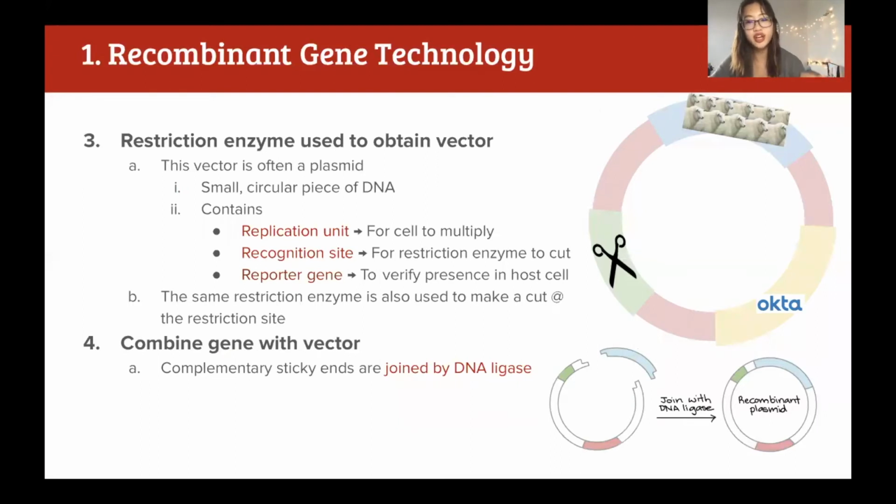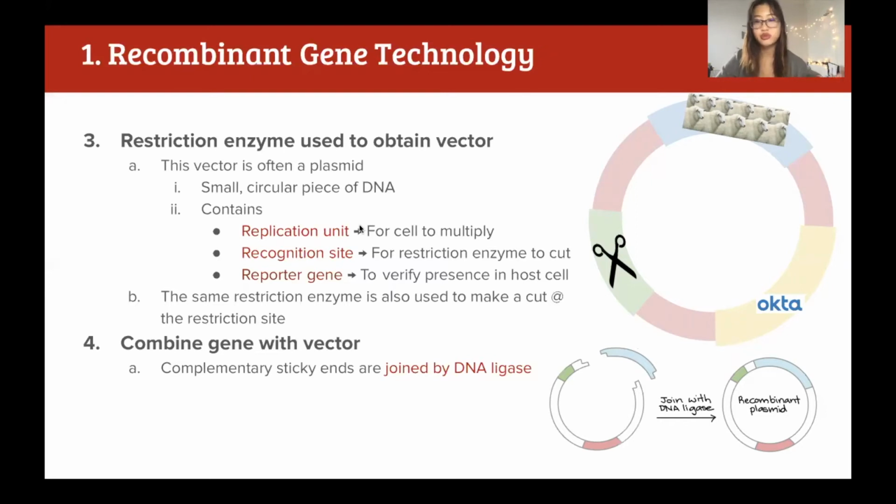Okay, so now once we have our gene of interest sorted, this is when we need to obtain our vector. Your vector is going to function as the vehicle that you use to take your gene and put it into a host cell, and then allow the gene of interest to be multiplied by the host cell. Okay, so the vectors that are usually chosen are plasmids, and these plasmids are small circular pieces of DNA. They're usually found in bacteria, and they contain 3 important things that we need for this process. So they contain a replication site. That means it codes for the normal process of cell multiplication, you know, mitosis, meiosis.